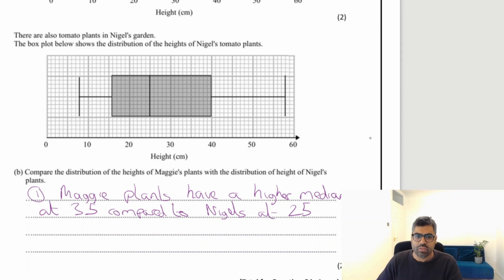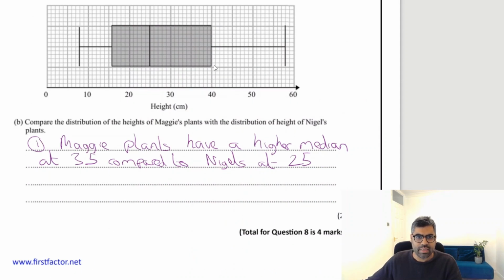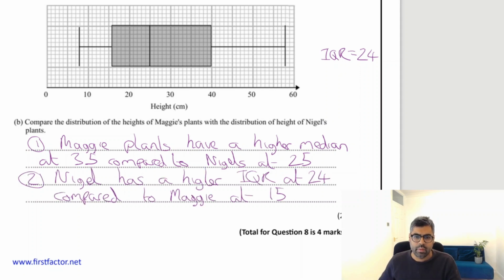And then for the interquartile range, we just want to calculate that. So from Maggie's, it's going to be 42 minus 27. So that's an interquartile range of 15. And then doing the same for Nigel's, we have 40 minus 16, 24. So we'll put that down as a reason. So the interquartile range for Maggie is 15, and then the interquartile range for Nigel is higher at 24. So we need to put that down as a reason. So that's 2 reasons done. Another reason we could also talk about is the overall range and comparing that between Maggie and Nigel. But what we've done so far will suffice for this question.